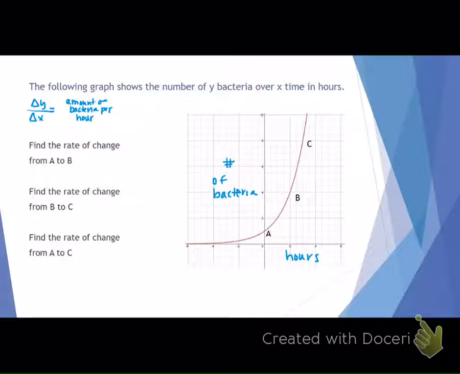Okay, so it says find the rate of change from A to B. So A has a point of what? What is my point at A, Alyssa? This is 2. Yeah, it's counting by halves. So that's half, 1, 1 and a half, 2. So that's 0, 1. And what is my point at B? What is my point at B, Emma? 2, 4.